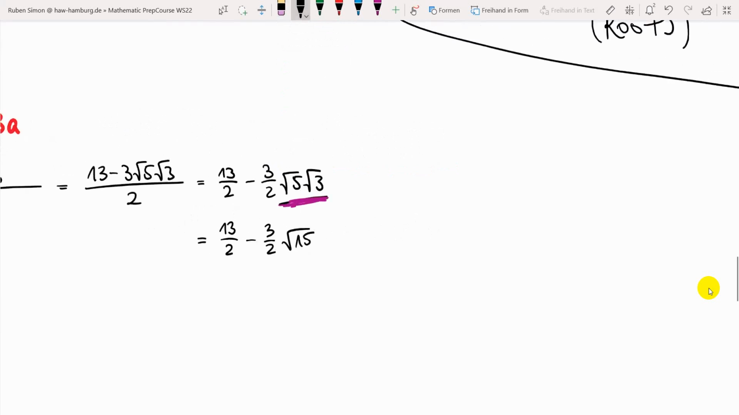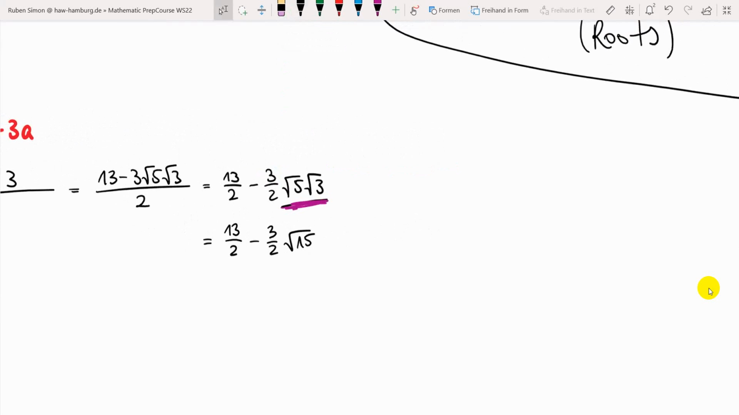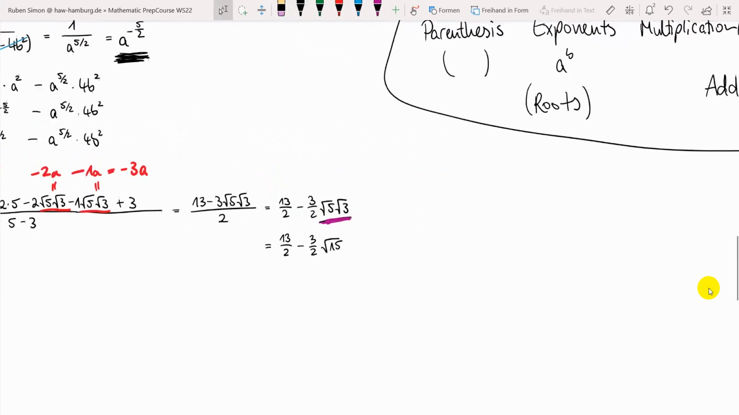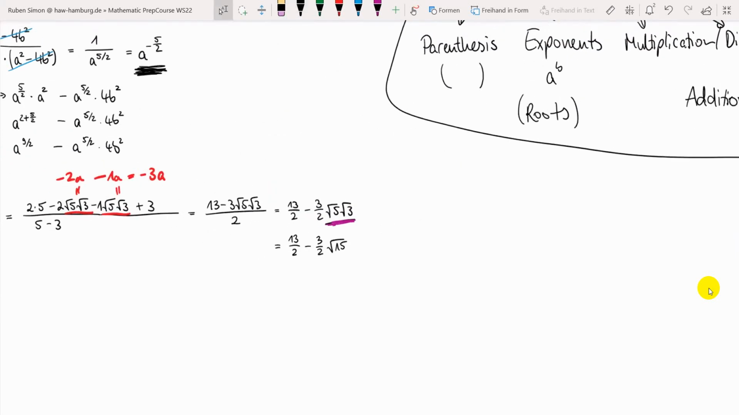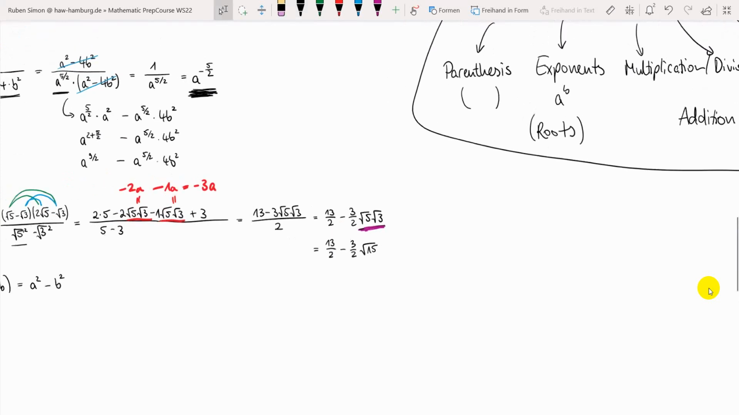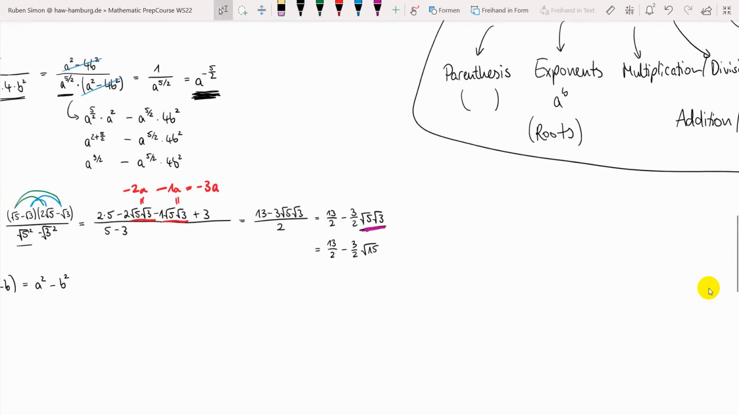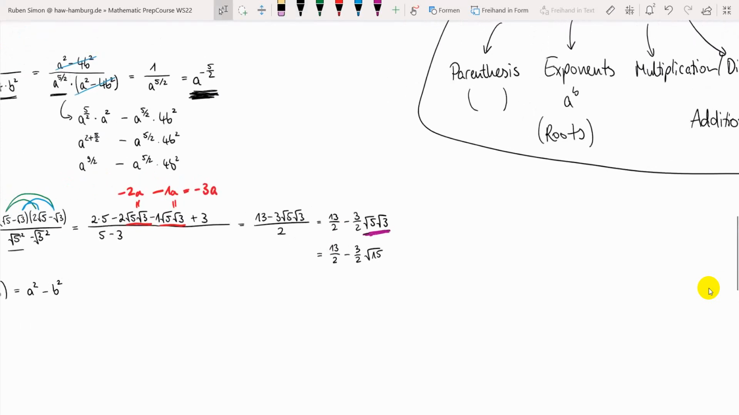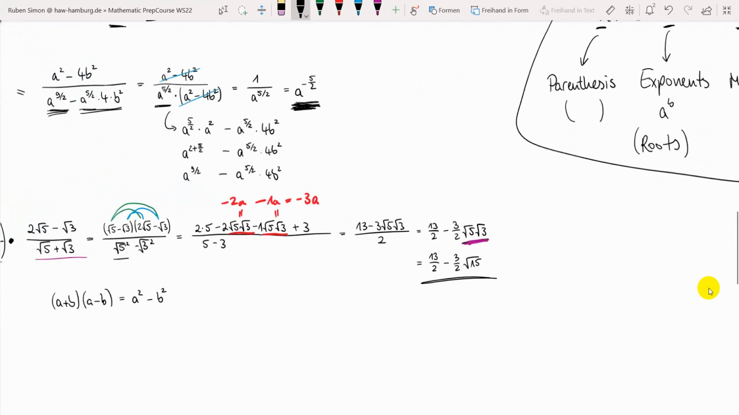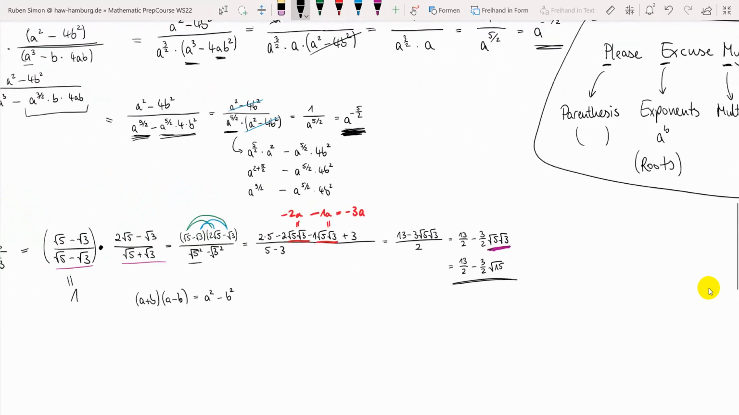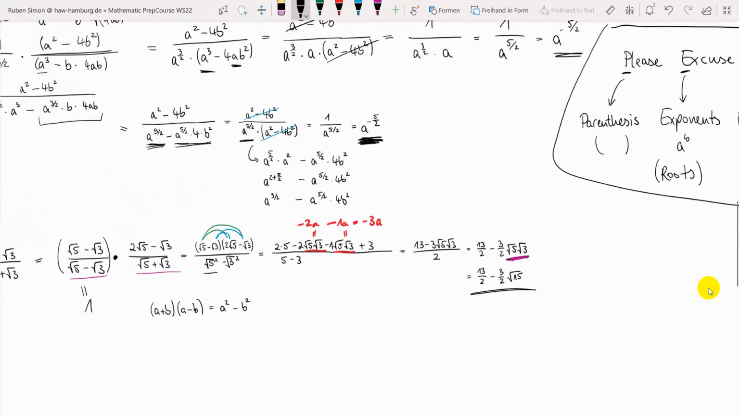13/2 minus 3/2 times square root of 15. I think that's as easy as it will get. And that's also what the sample solution tells us as the correct result. Okay, is that clear to everybody? So this is the very, very extensive way to write it down, of course.